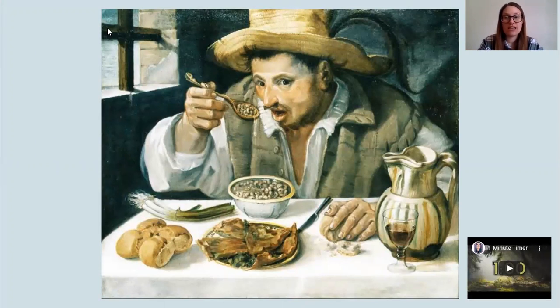I'm going to go ahead and set my timer for 1 minute. This is the work of art that we're going to be observing today. In that 1 minute, we're going to observe silently, look from corner to corner and top to bottom. Figure out what details are you noticing? What things are you observing? What questions are popping into your brain about this? Ready?